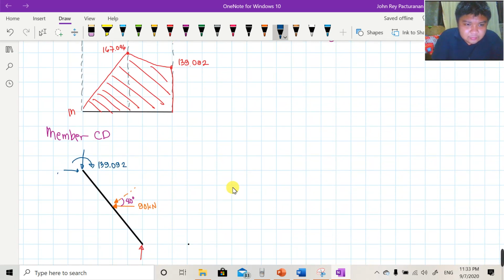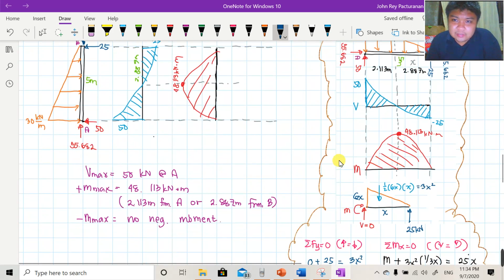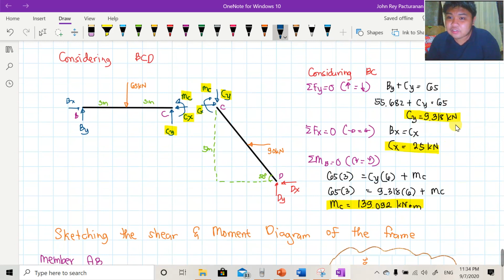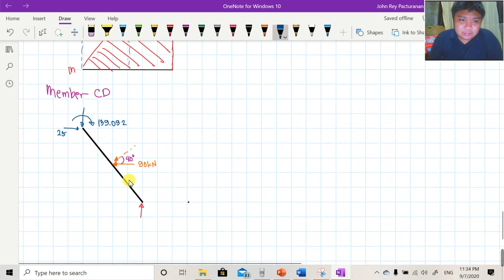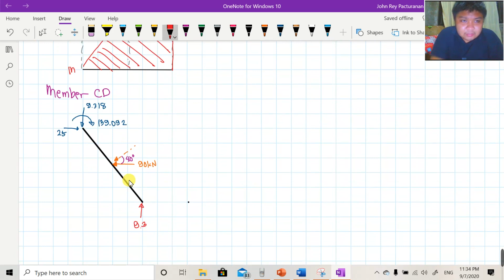Sulat ko lang siya. 139.092. Si CX ay 25. And lastly, si CY, sorry, medyo makakalimutin ako, 9.318. So, lagay natin as 9.318. On the other hand, consider na rin natin to as 9.318.